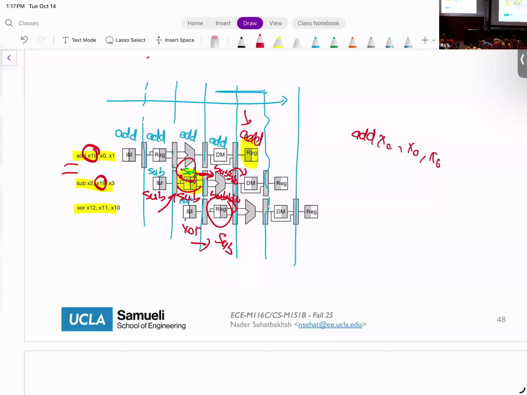So the question is, when do we know we have a hazard? We know that we have a hazard when sub reaches the decode stage. When sub reaches the decode stage, we know we have a hazard. At runtime, yes. Everything is at runtime, so everything is in hardware. One final question.